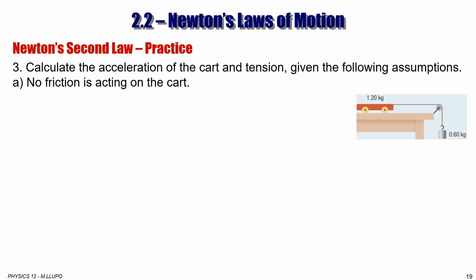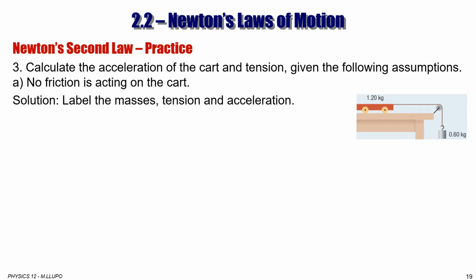Solving a pulley problem is very long and complex, and I want you to pay attention to this one. Pay attention to the steps, because they are very important to help you not to get confused and not to make mistakes. Calculate the acceleration of the cart and the tension on the rope. Given the following assumption, there is no friction acting on the cart. The first thing that you can do is to label the masses, tension, and acceleration.